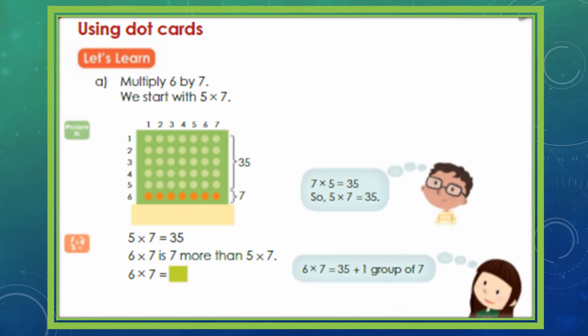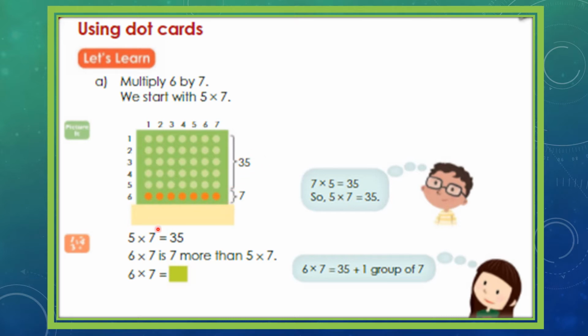Now on this slide, class, we'll be learning how to use the dot card. Letter A problem: we need to find the product of 6 and 7. But class, take note, what we'll do first is multiply the 5 and the 7. As you see, we have an arrow here on the white dots. So 5 times 7 equals 35. If we count all the dots here, that will be a total of 35. And there's one group of 7 here. So if we put that together with the 35, that will be 42.